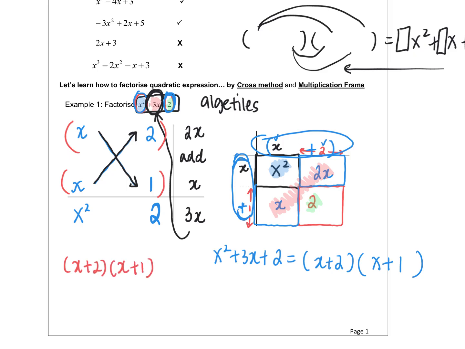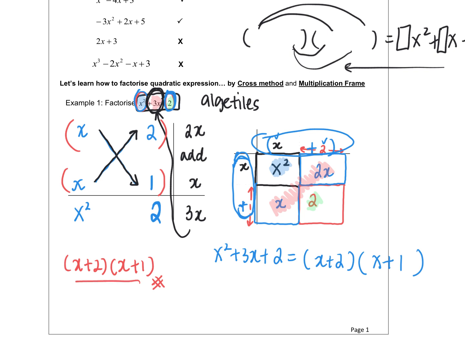How does one process, the tiles are so much easier? So this is the factorization of your quadratic expression. It's okay if I don't draw the lines. So these are 2 methods. I'm going to do a few examples until you are confident with one. You don't need to do both, just one of them. Choose the one that you like, so you pick the one you prefer.